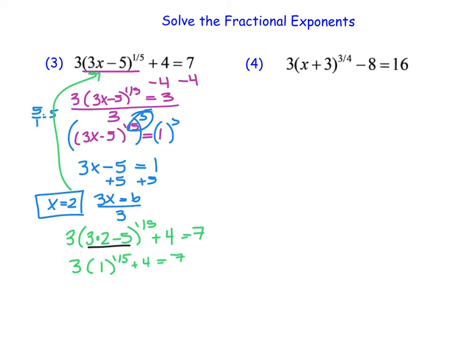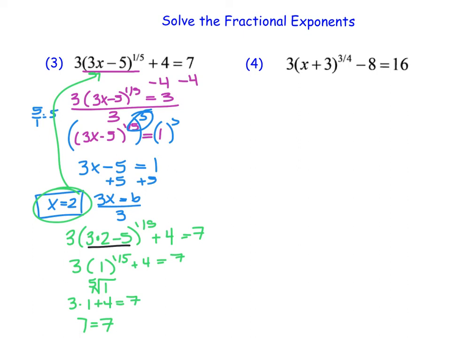I know that to the power of 1/5 is really the 5th root. The 5th root of 1 is just 1. This is really 3 times 1 plus 4. So I end up with 7 equals 7, which is true. So my answer of x equals 2 is the value that will make my equation true.